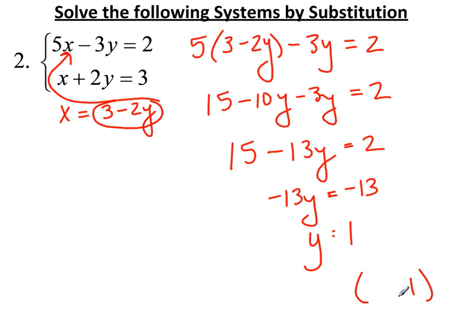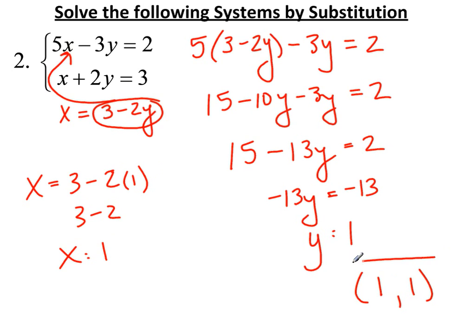Again, remember this is only half of my solution for my ordered pair. I'm going to go back, and since I know what x is equal to, I'm going to use this equation and just substitute in a positive 1 wherever I see y. So I'm going to get x equals 1. So again, I get a solution of 1, 1, which means if I substitute 1, 1 into both of these, I'm going to get 2 true statements.